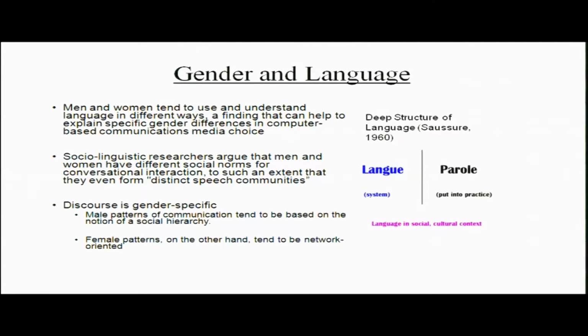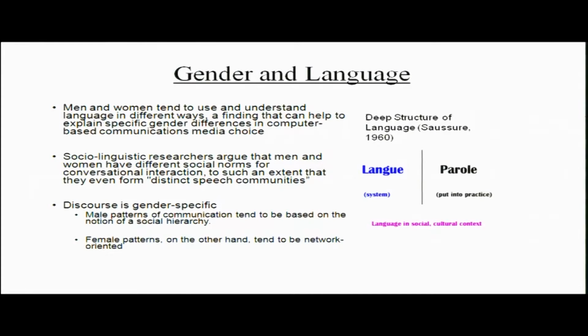So the language that a person uses can be gendered, can have gendered connotation, and sociolinguistic researchers argue that women and men have different social norms for conversational interaction, and to such an extent that they even form distinct speech communities. So we see that the discourse around gender and language can be gender specific. Male patterns of communication tend to be based on the notion of a social hierarchy, and female patterns on the other hand tend to be network oriented.